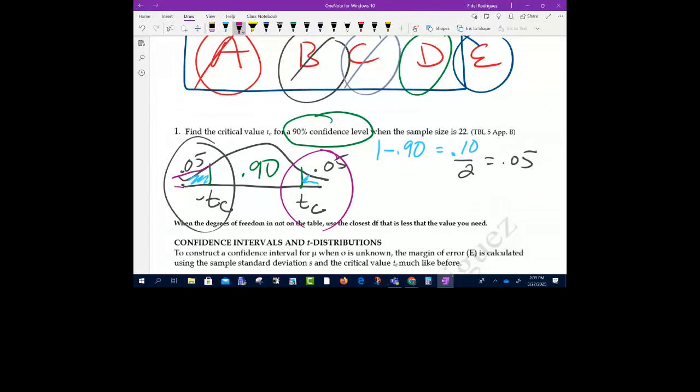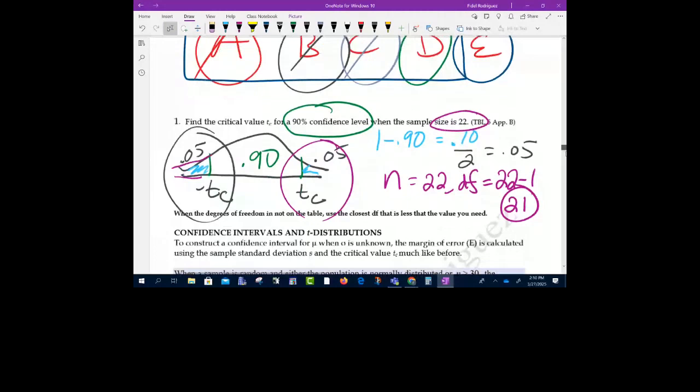Now, when we do this here, the first thing I'm going to do is note that my sample size is 22. So my N is 22, but my degrees of freedom is going to be one less: 22 minus 1 is 21, okay? Now, I'm going to show you two ways that we can do this. One way is we can use a table. I'm going to just show you what the table is, but I'm going to show you on the calculator because I think most of us are pretty savvy on our calculator.